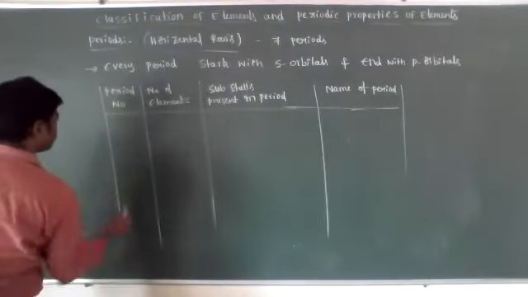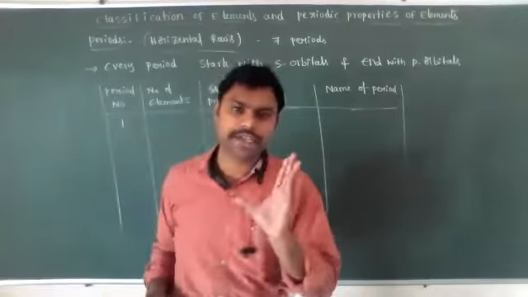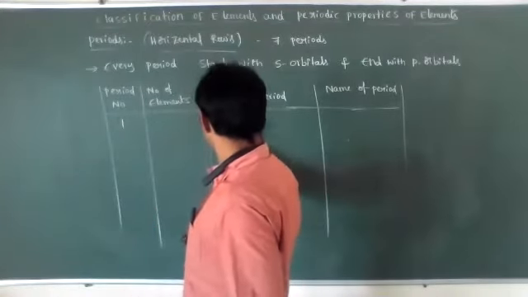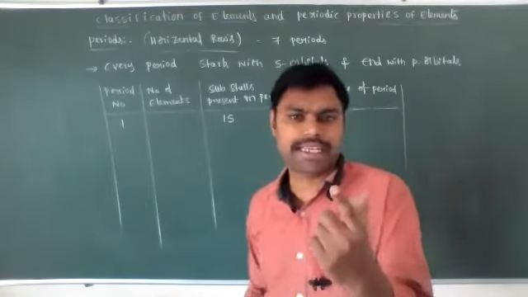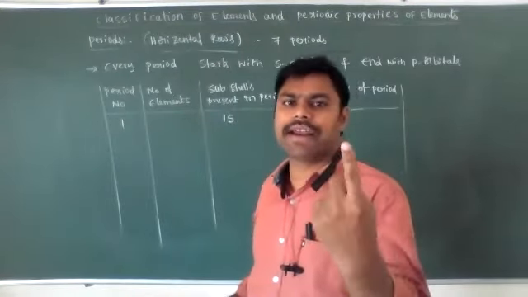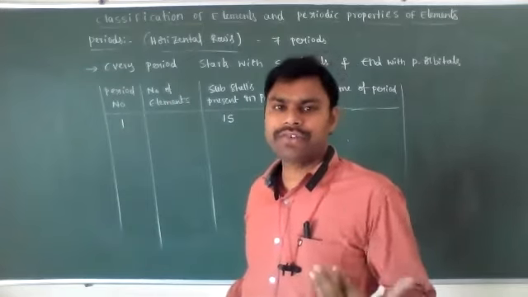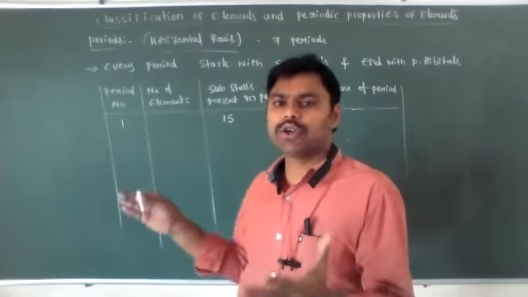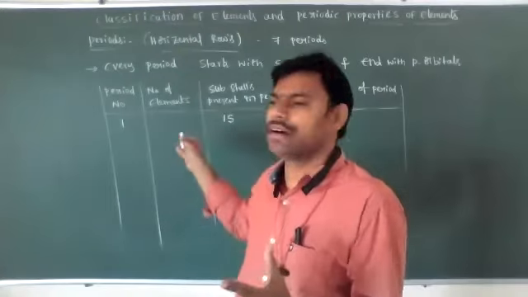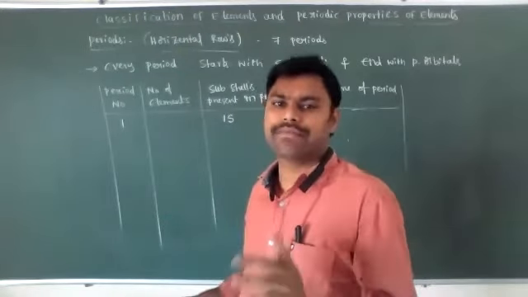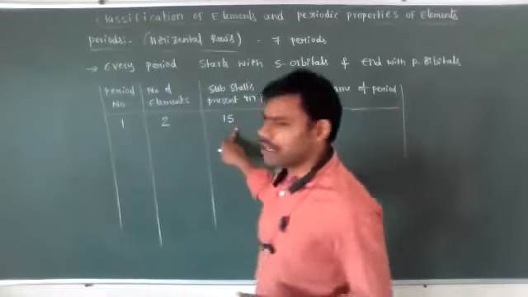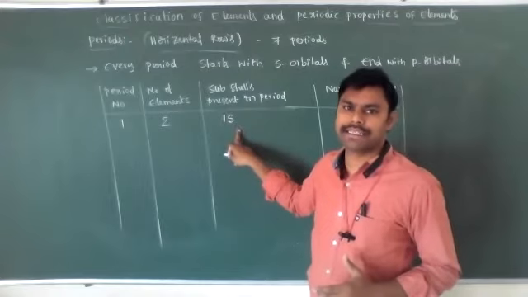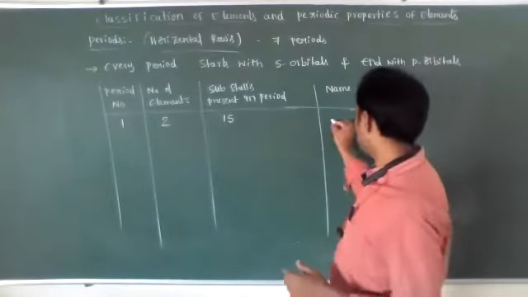Let's see the first period. The first period contains only two elements, because only one s subshell is present. One s subshell has one orbital, and in one orbital we can fill a maximum of 2 electrons. So the maximum atomic number for the first period is 2: hydrogen and helium. Because it has only one s subshell, it is called the shortest period.